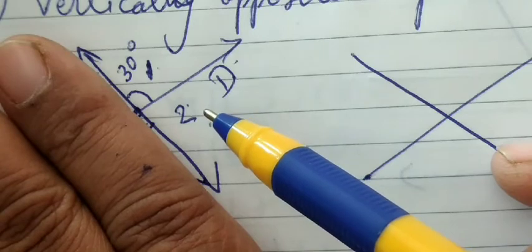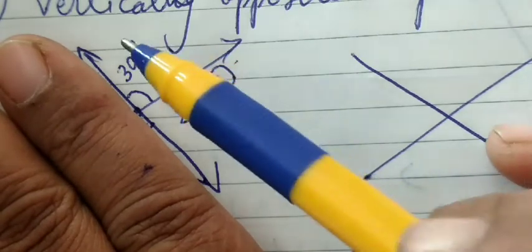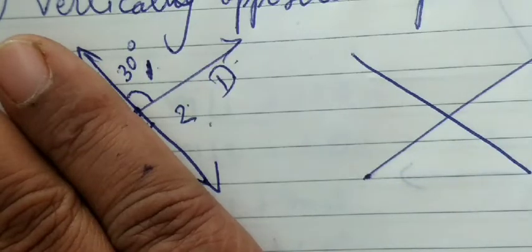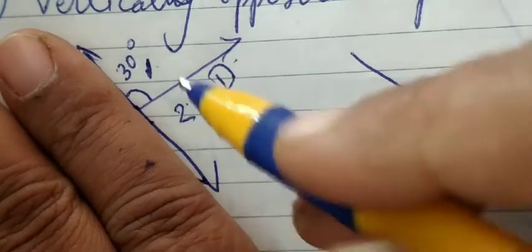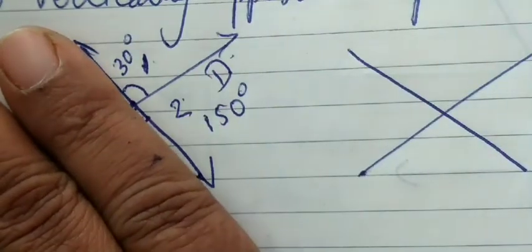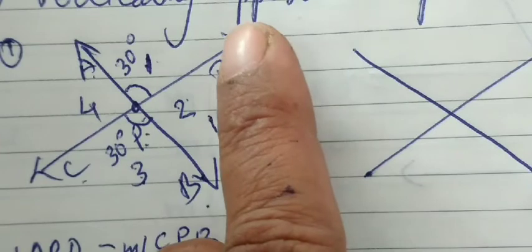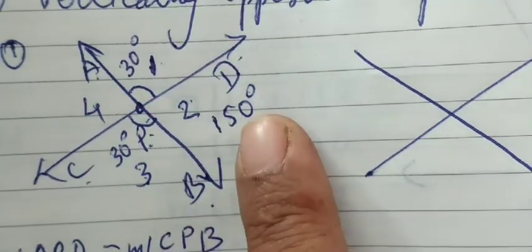And to find out the second angle in a linear pair, what do you do? आप 180 में से given angle subtract करोगे. So when I subtract 30 from 180, what will I get? I will get 150 degrees. So I got measure angle DPB as 150.